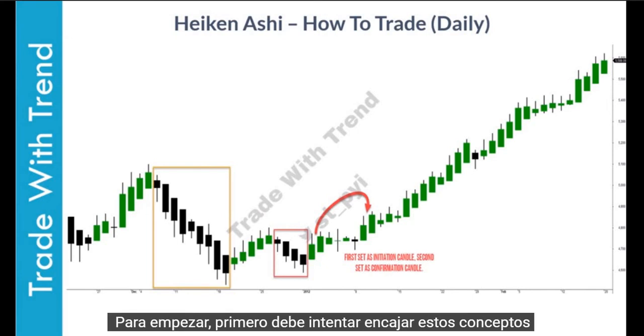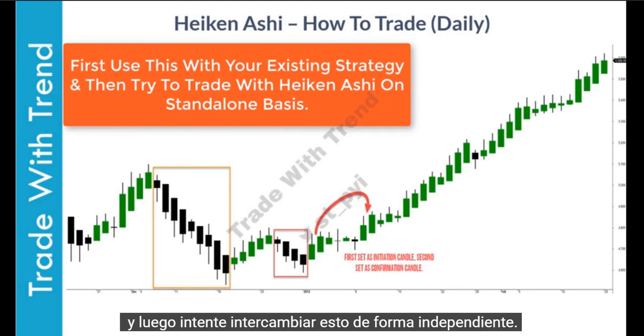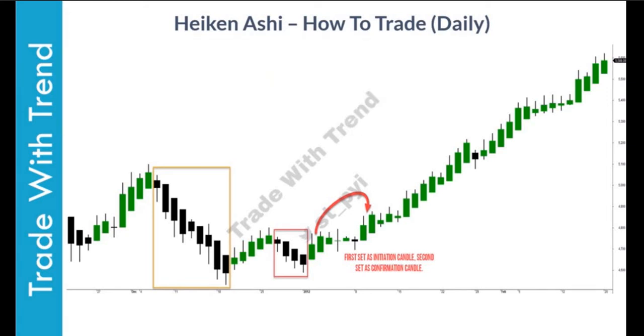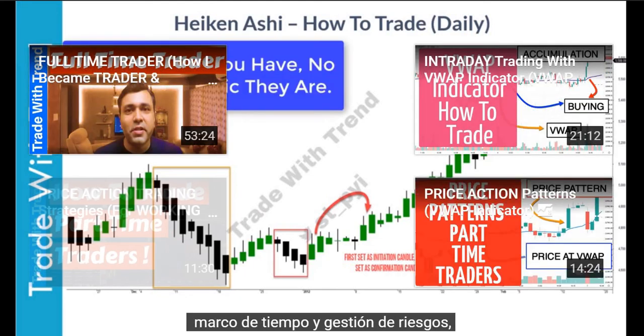For starters, you must first try and fit these concepts in your existing strategy and then try and trade this on a stand-alone basis. Be careful with time frame selection and first aim to trade this on a higher time frame chart.